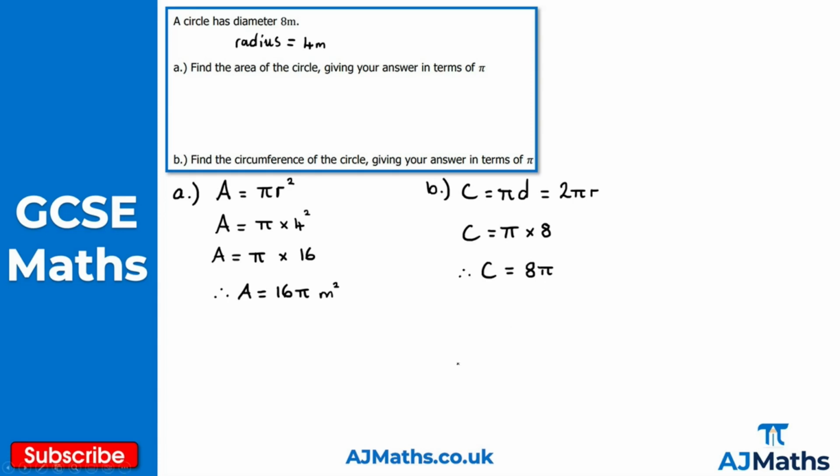We get 8 pi, and again, don't forget the units, we're working in meters here. Don't forget the circumference is the total length. So because we're working with a total length here, it won't be squared or anything. It will just be the units that we're working in. So we get 8 pi meters there. Okay. And there we have it. So that's the solution to question 3.